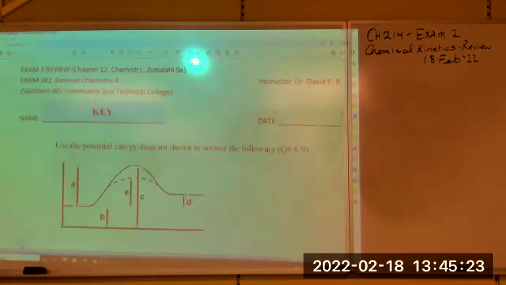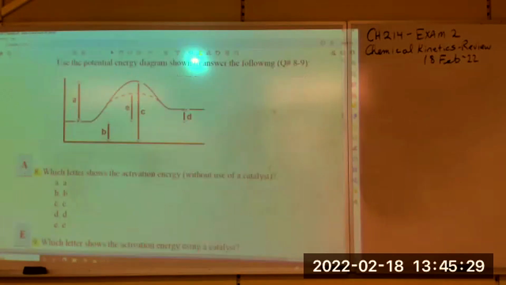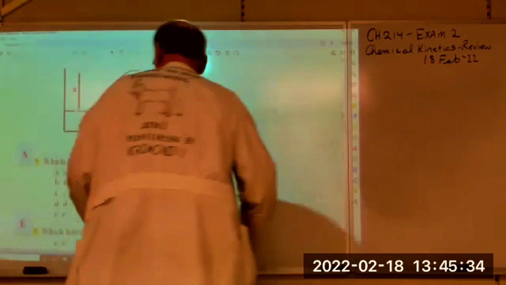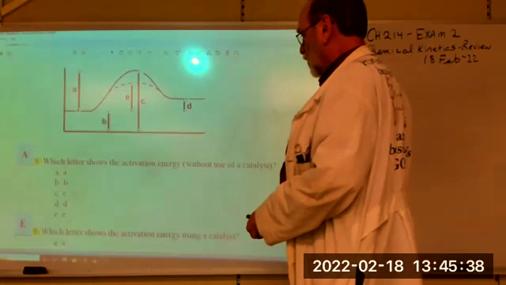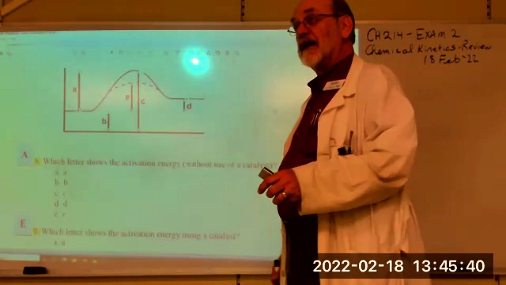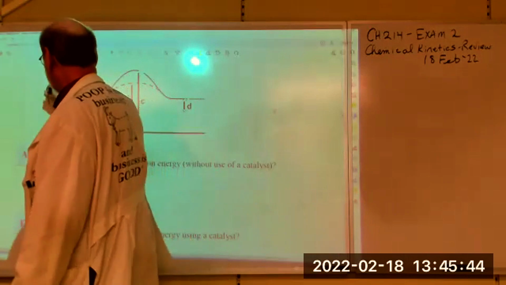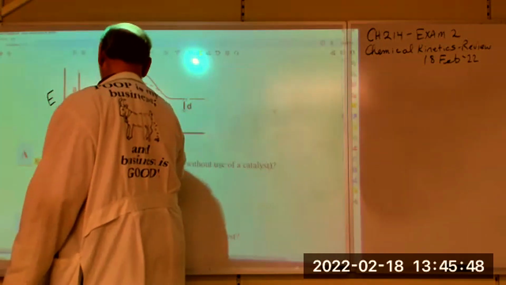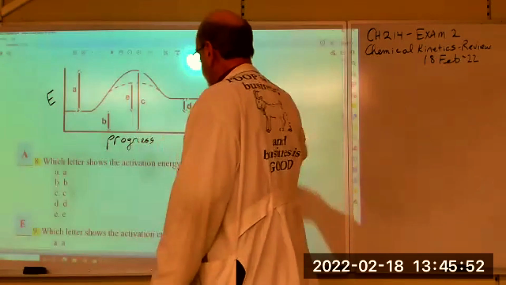Yeah, we need that diagram. Use the potential energy diagram shown to answer the following questions. All right. So we can get 8 in there. So we're saying, yeah, it's easy. This is a potential energy diagram. So this is energy, and this is progress. So the reaction is proceeding from left to right.